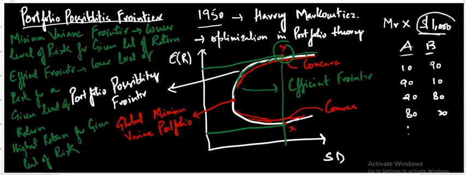Now on the efficient frontier we get more returns for the same amount of risk, but on this whole graph we have the lower level of risk for the given level of return. So all the points lying on this frontier, this green portion I'm shading, will be more efficient compared to the points lying on the convex part. So the concave part of this portfolio possibilities frontier is known as the efficient frontier.